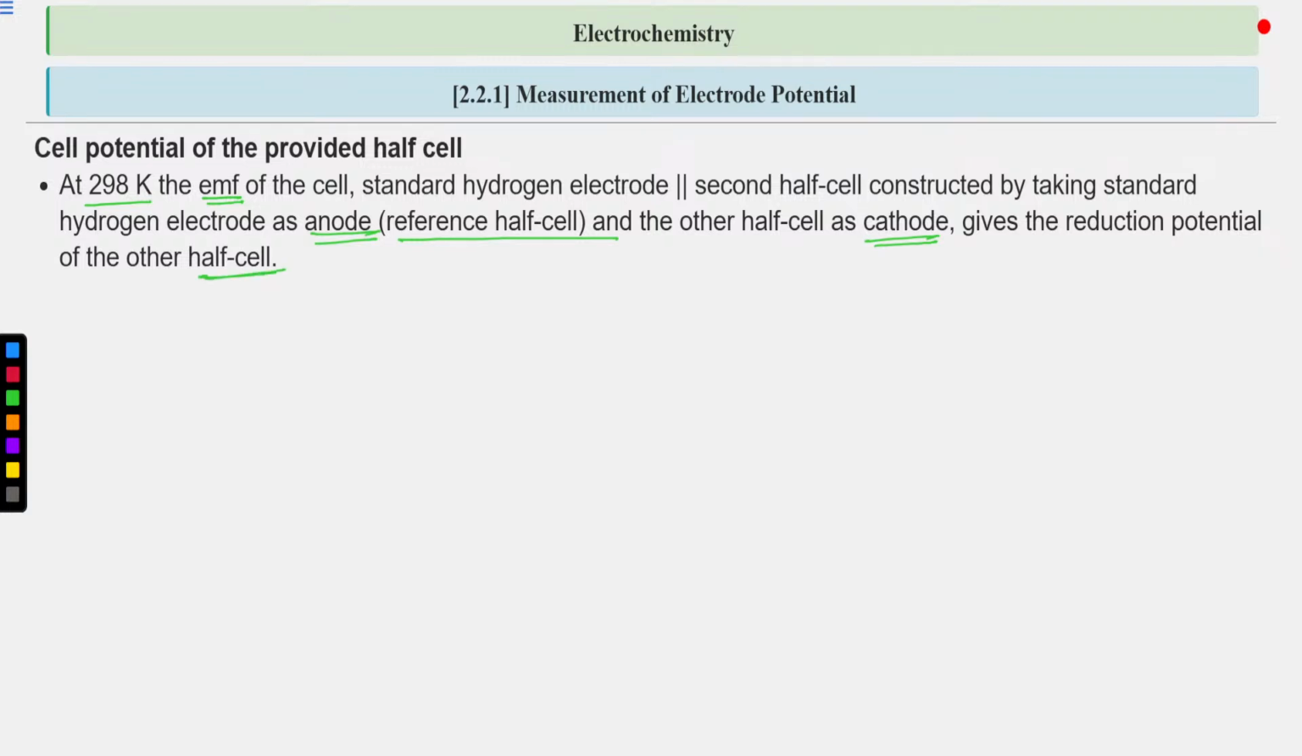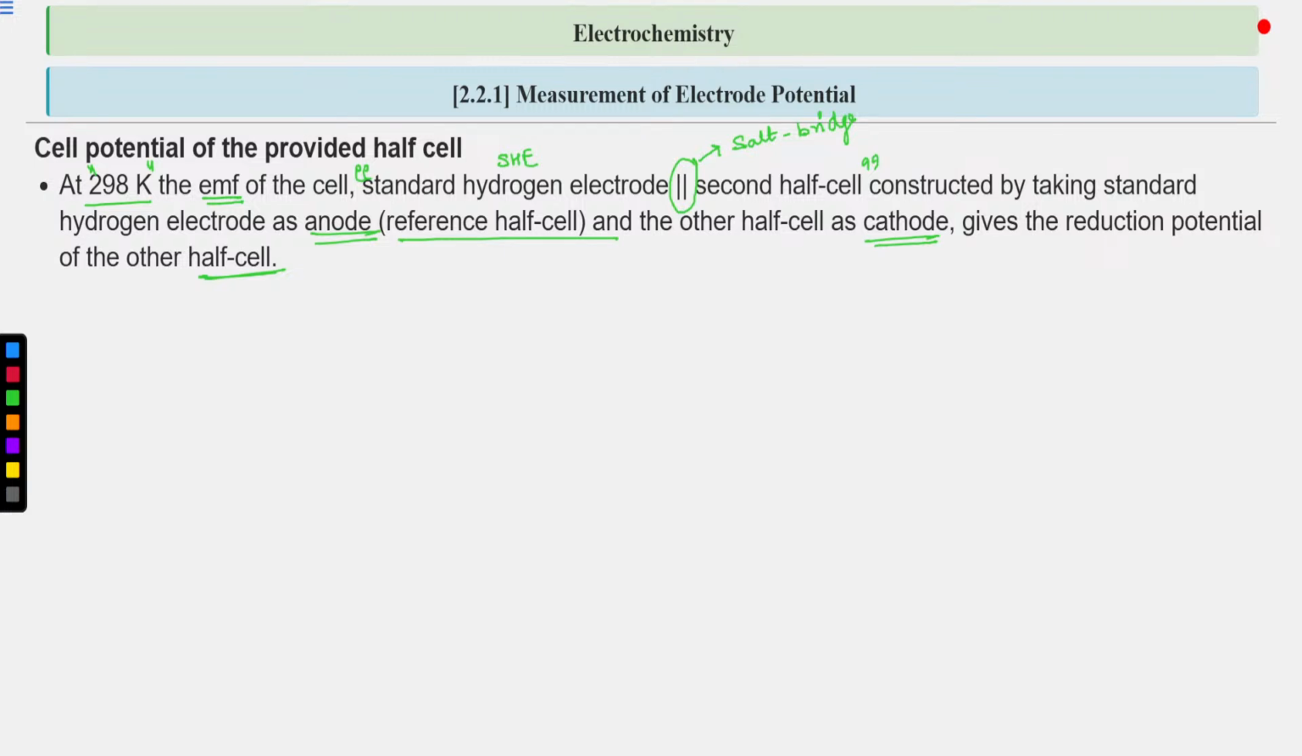This is typical language, but try to understand that at this particular temperature, the EMF of a cell, standard hydrogen electrode, salt bridge, second half cell, is what we are representing as a cell. This is the cell representation given in words: we have a standard hydrogen electrode, SHE, which we use here as a half cell, and a salt bridge. This is the representation of the salt bridge. I also told this in our previous lecture. We use a salt bridge to connect two solutions and maintain the neutrality of the solutions, remember.